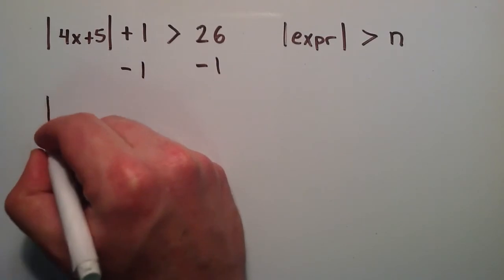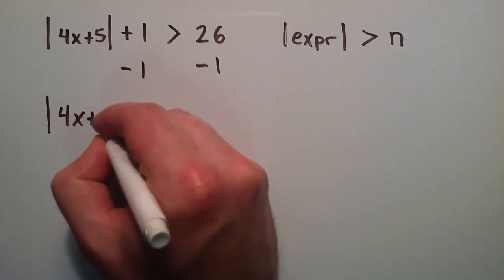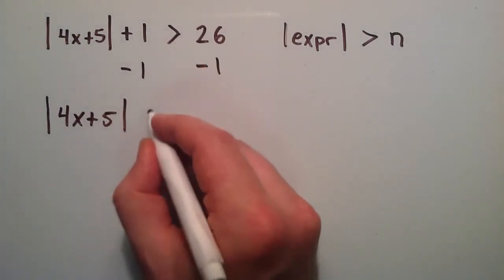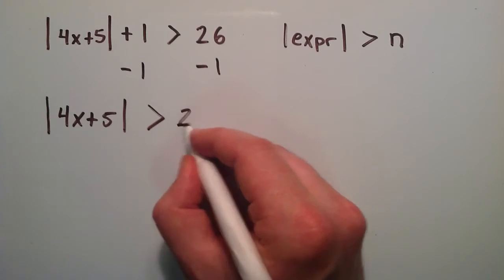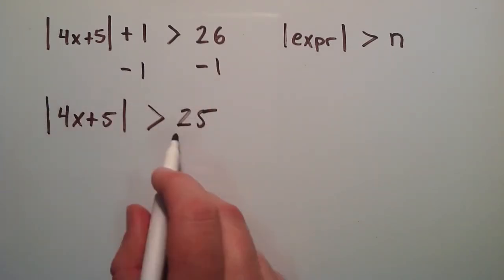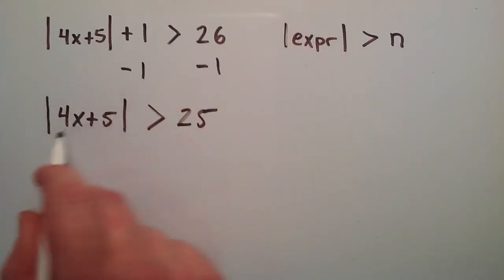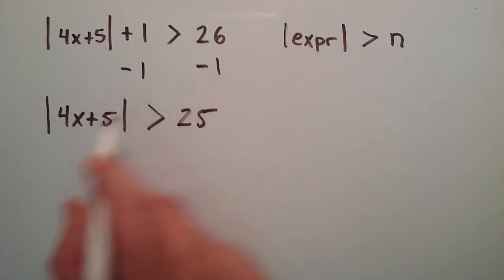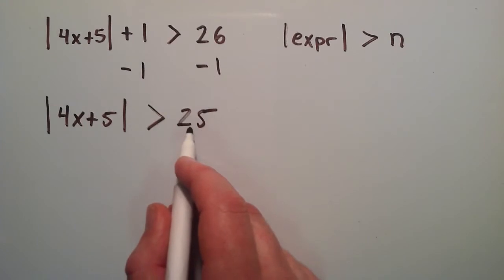On the left-hand side, we simply have the absolute value of 4x plus 5. And that's greater than 26 minus 1. 26 minus 1 is 25. So now we have the absolute value inequality in the right form. We have the absolute value of some expression. In our case, the expression is 4x plus 5, and that's greater than n. In our case, n is 25.